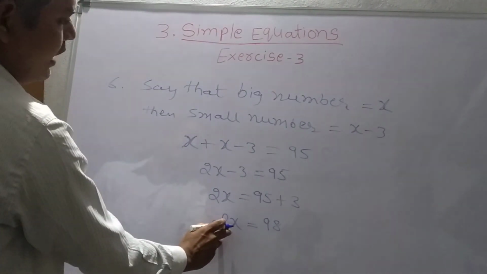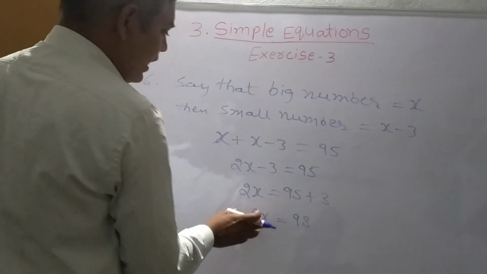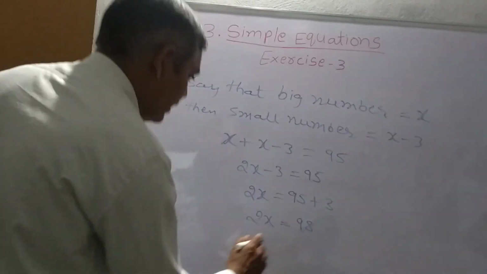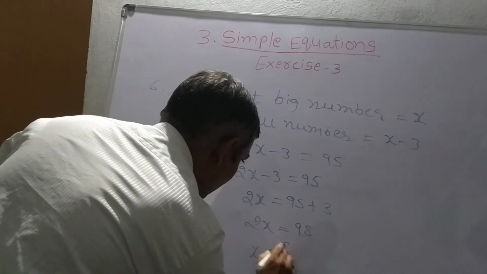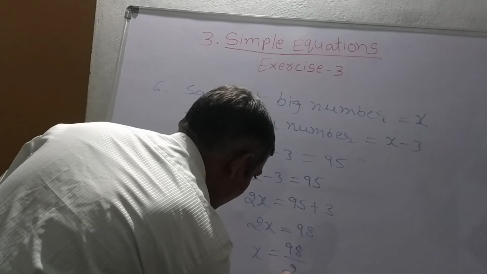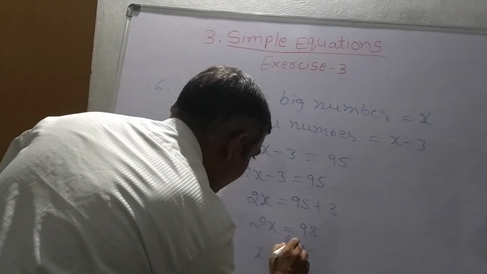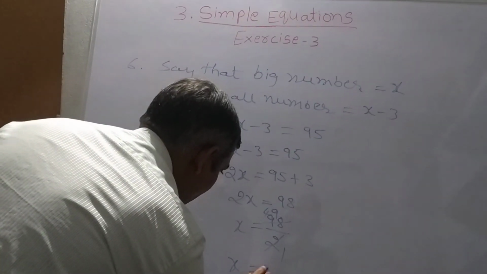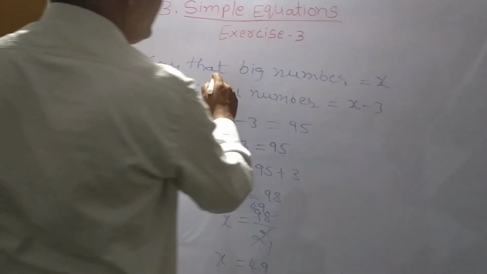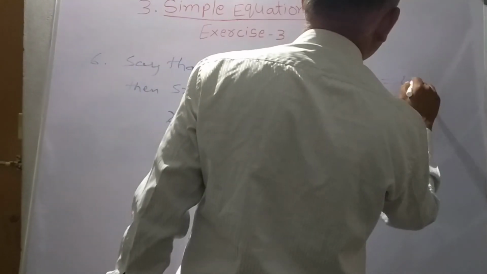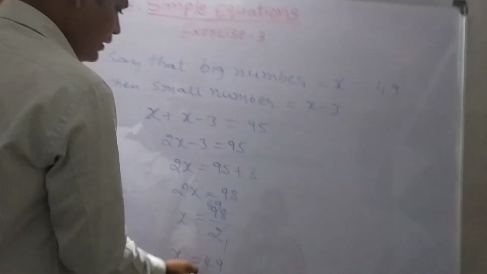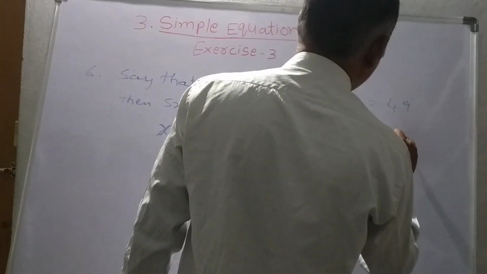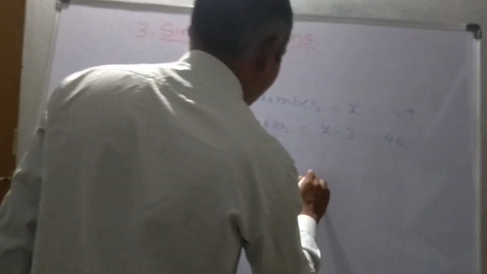2x means 2 into x. If we transpose the multiplication symbol from the LHS to the RHS, it will become division. x is equal to 98 by 2. 2 4s are 8, 2 9s are 18. x is equal to 49. So the bigger number is 49. Then the small number is 49 minus 3, which means 46.